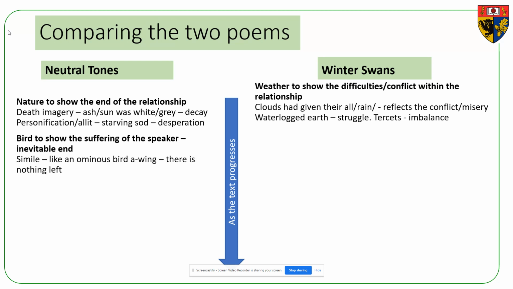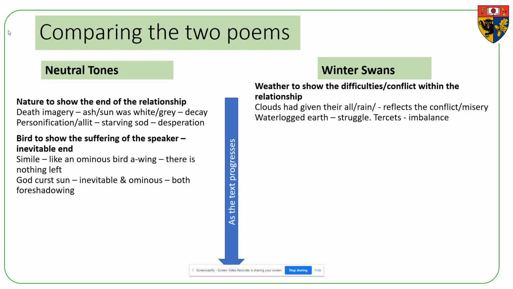So we've got the simile, like an ominous bird a-wing. So ominous means that you feel like something's not quite right, that something bad is going to happen. And when a bird is a-wing, it's about to take flight or has just taken flight. So it's almost representative of how he is left there all alone, completely isolated, the breakdown of their relationship. He knows this is going to end. The relationship is completely doomed. And there's this real sense of gloom and misery created through this image.